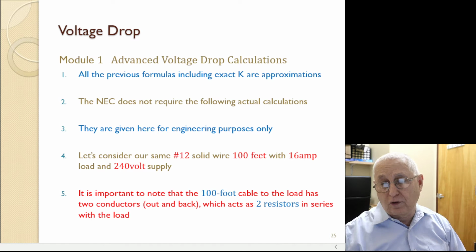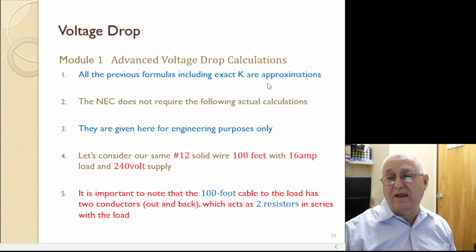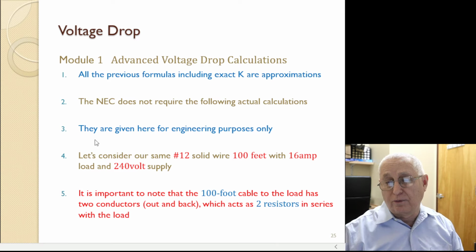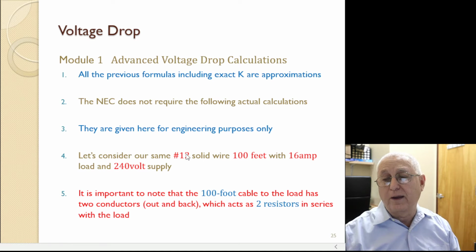All the previous formulas, including exact K or approximations, the NEC does not require the following actual calculations. They are given here only for engineering purposes. Let's consider our same number 12 solid wire, 100 feet going out to the load with a 16 amp load and a 240 volt supply.